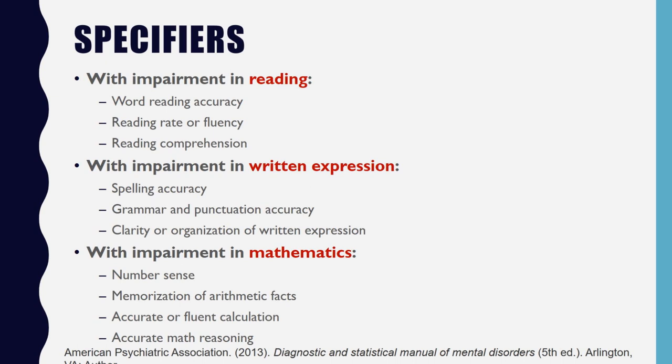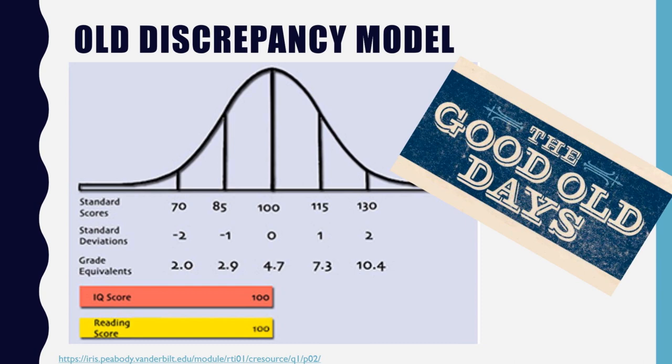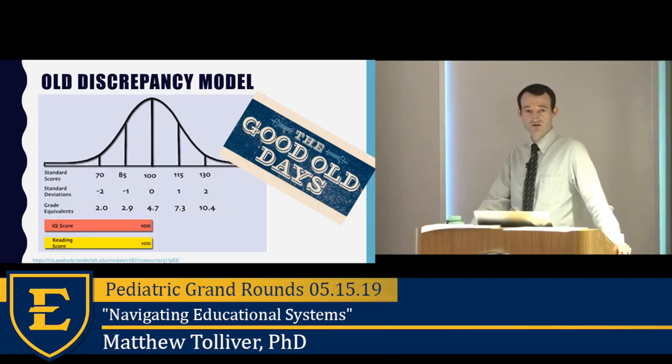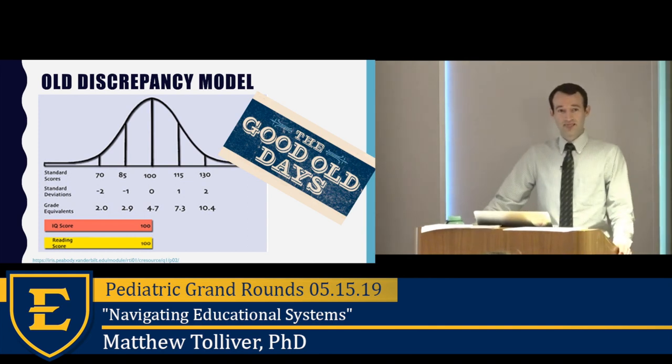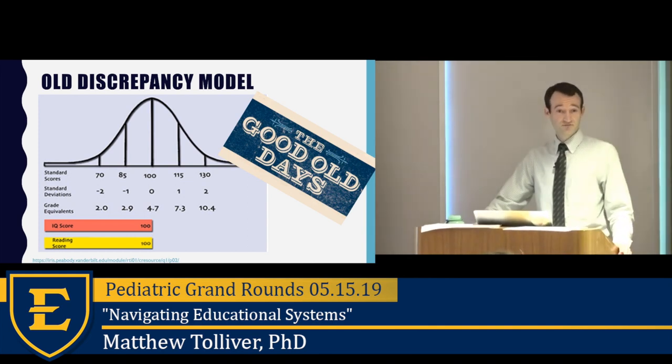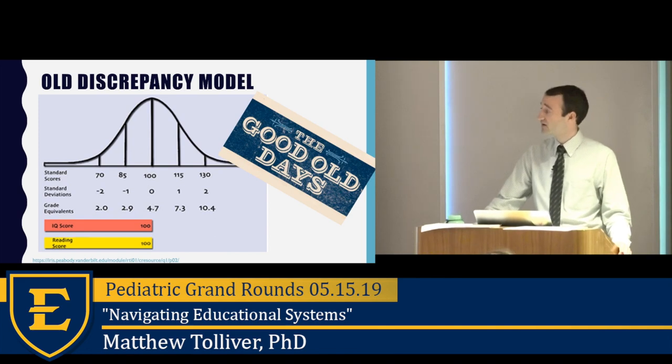So back in the good old days, they had something called the discrepancy model. Okay, so this is a normal curve. Standard scores are average of 100 with a standard deviation of 15. So this kid has an IQ of 100 and a reading score of 100. So Dr. Lindsay, do you think this kid probably has a specific learning disorder? Well, all we have is reading, so. In reading, do you think? In reading, no. No, right? Why not?